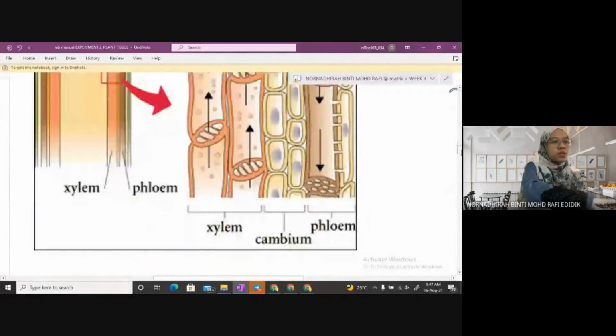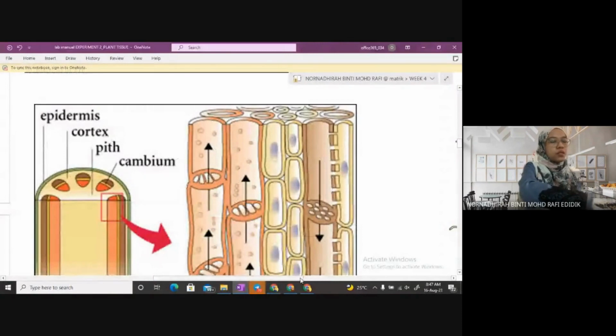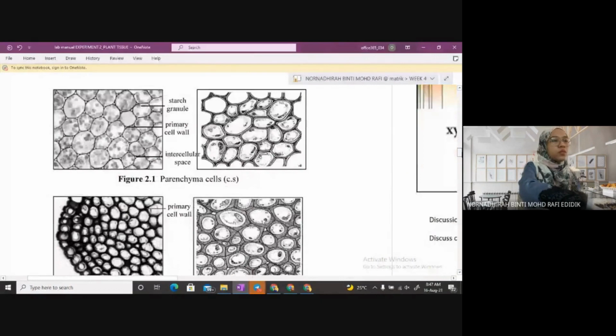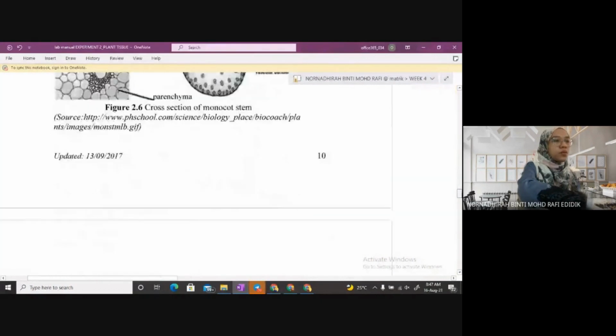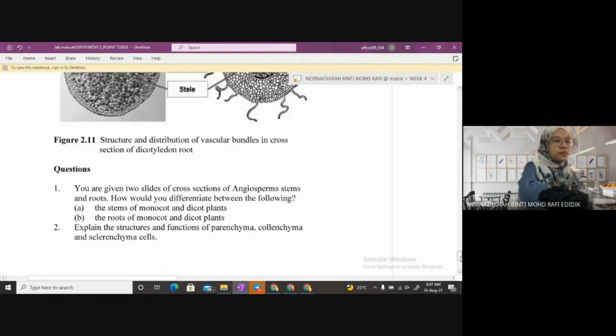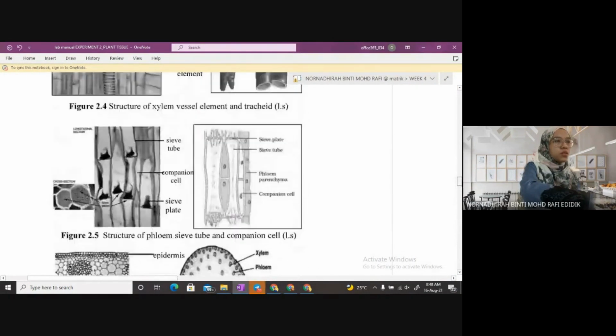Mana 4 times objective lens? Alamak, bukan kat sini, bawah. Biasanya 4 times objective lens. Mana gambar yang berwarna? Kenapa dia tak ada warna? Saya rasa ada warna.